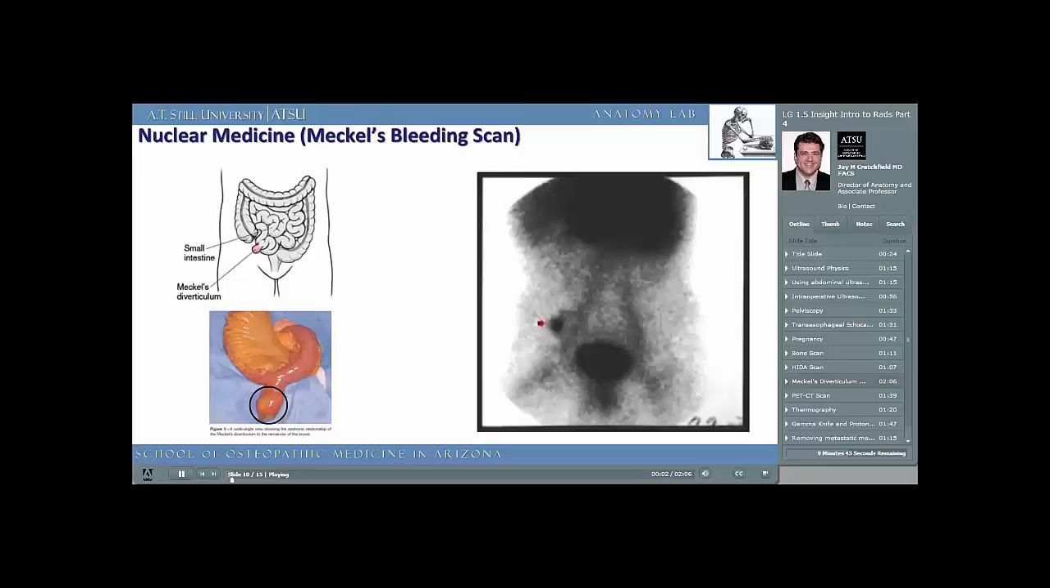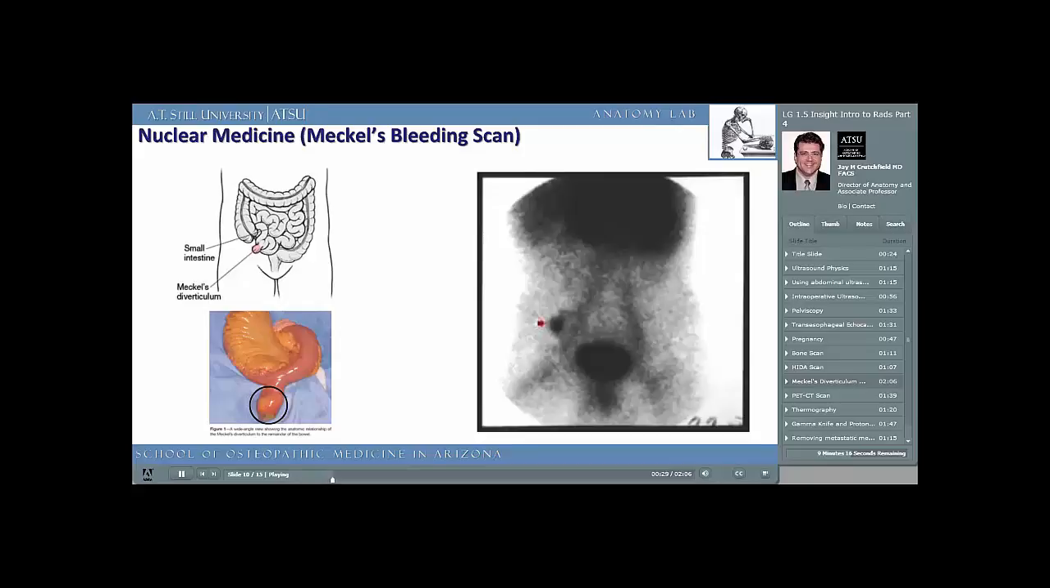Another radioactive radiological examination is called a Meckel's scan. In embryology, you'll learn what a Meckel's diverticulum is and its embryological congenital origins. Here's a photo of a Meckel's diverticulum and a graphic representation of this embryological abnormality. A Meckel's diverticulum can wreak havoc in childhood and even adulthood.